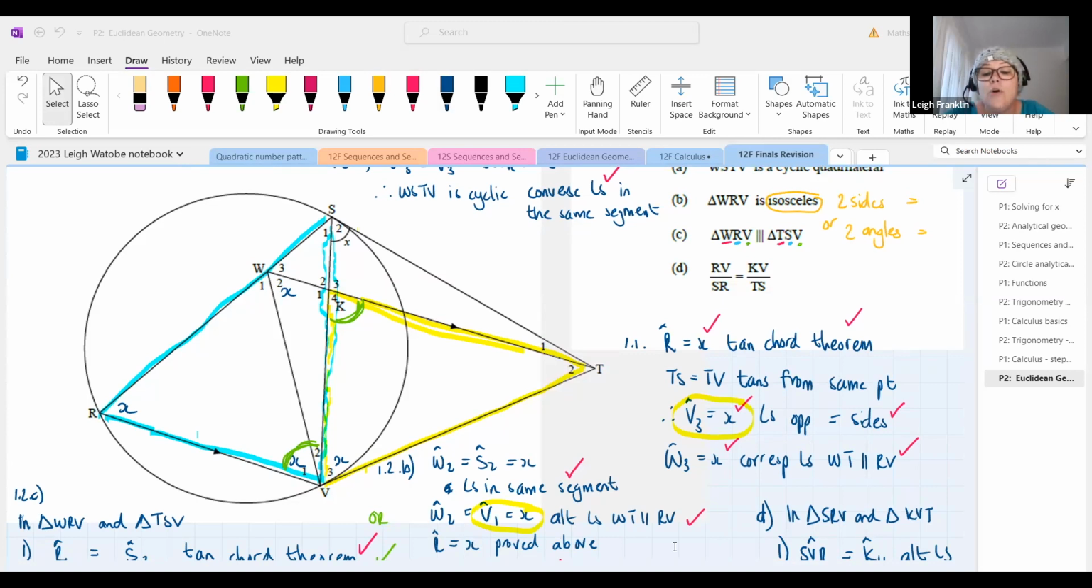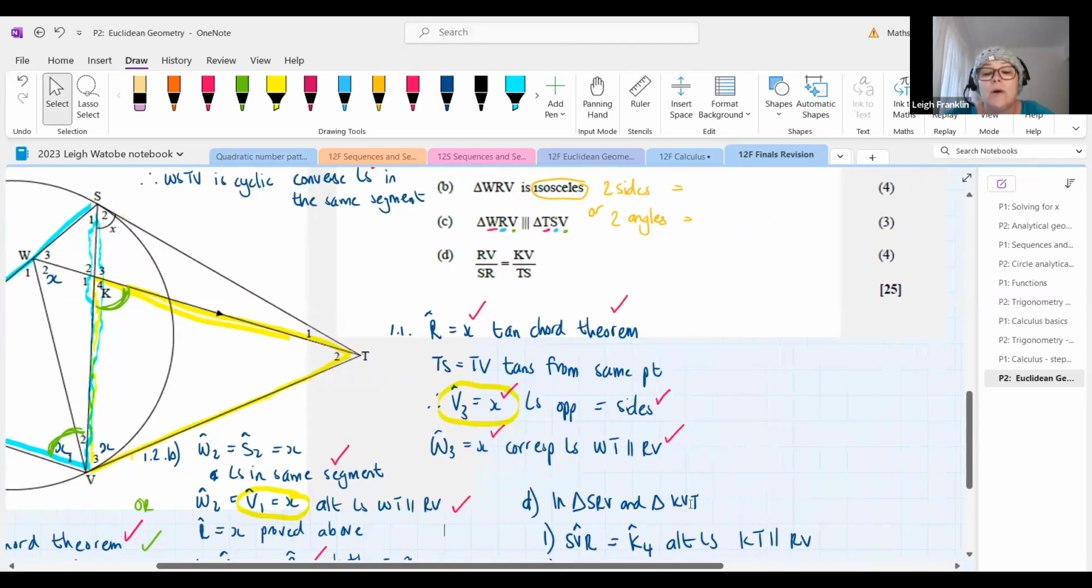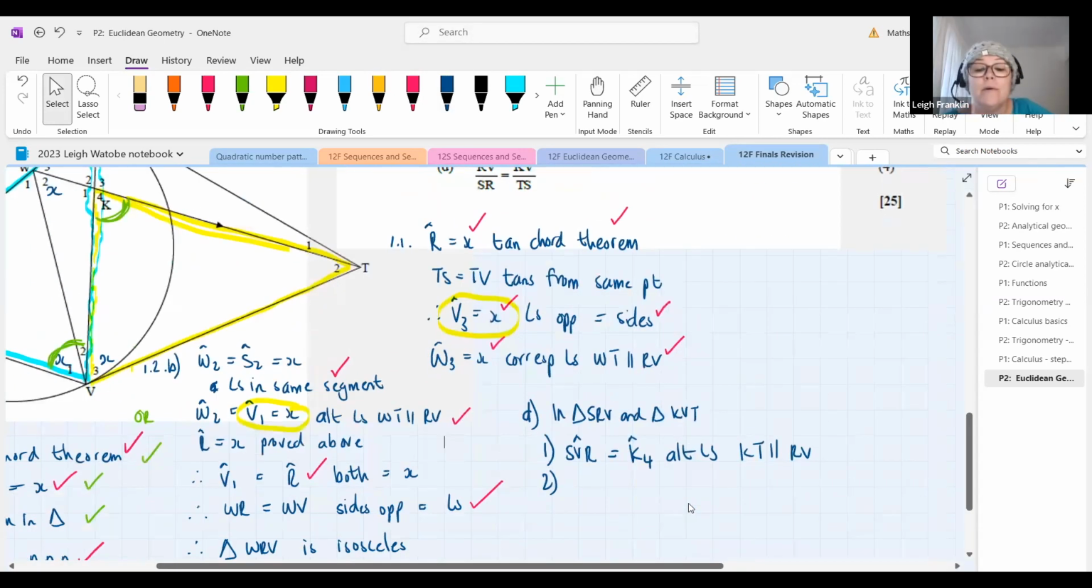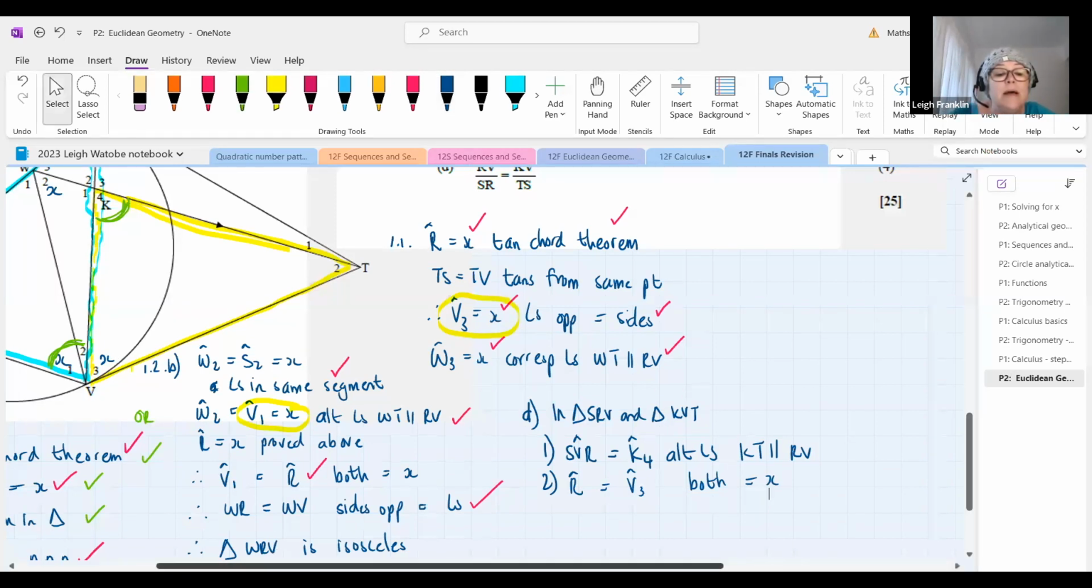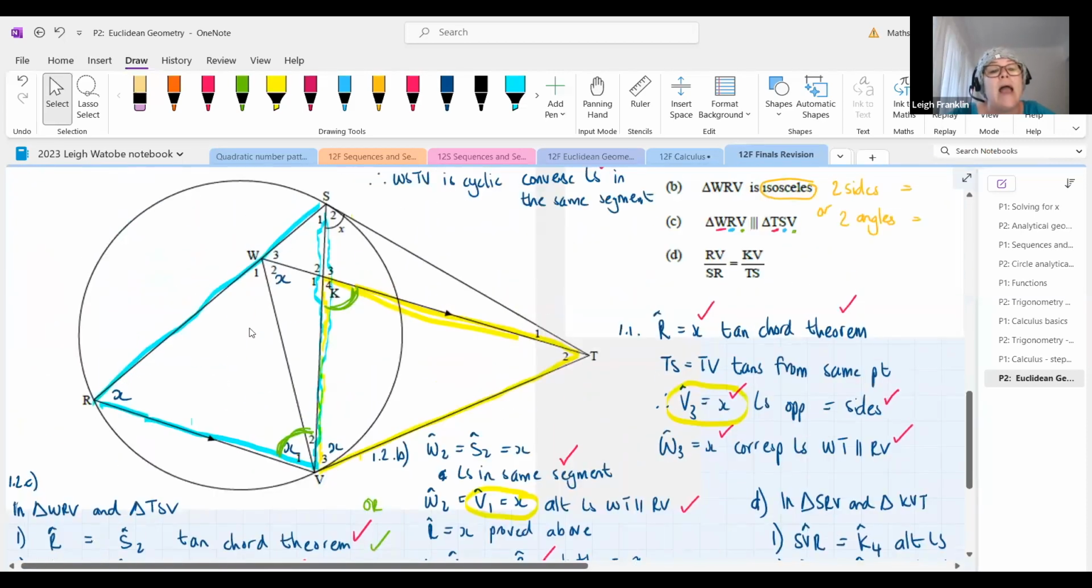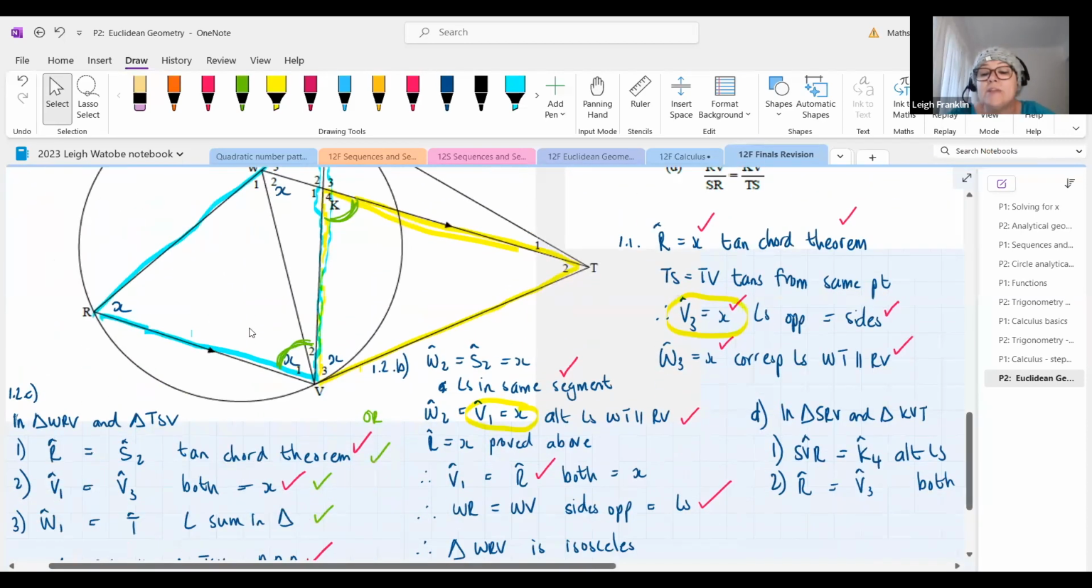Okay, so we're going to use that as well. Okay, so over here, angle R is equal to angle V3 because they both equal x. And essentially now we've done it, haven't we? We've proved that these triangles are similar. We can just conclude about the third angle. Okay, so that would be S1.